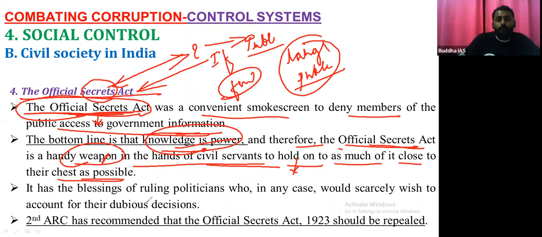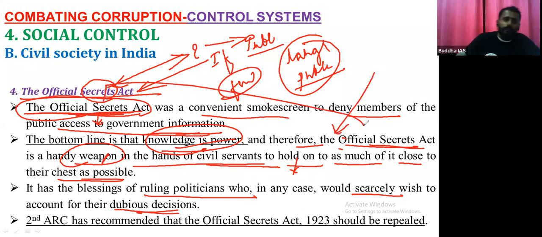It has the blessing of the ruling politicians, who in any case would secretly wish to not account for their dubious decisions. So senior civil servants are not giving information. The reason is they are showing the Official Secrets Act. See, under the Official Secrets Act, it is said that you shouldn't give. And this is also having the backing of the ruling politicians.